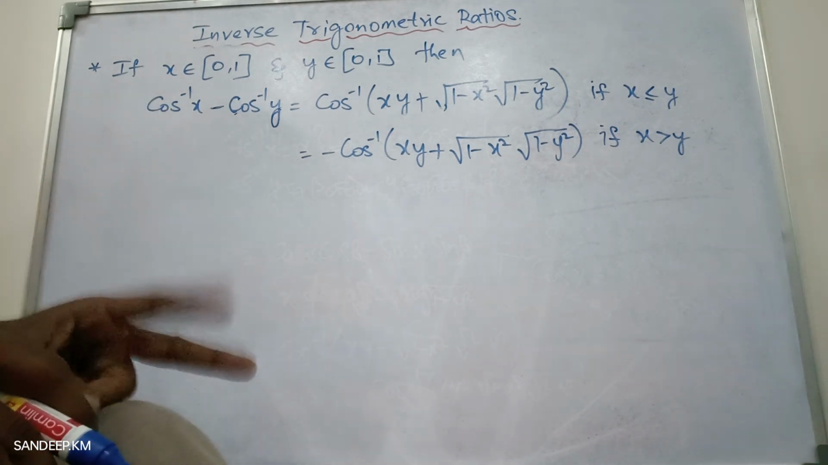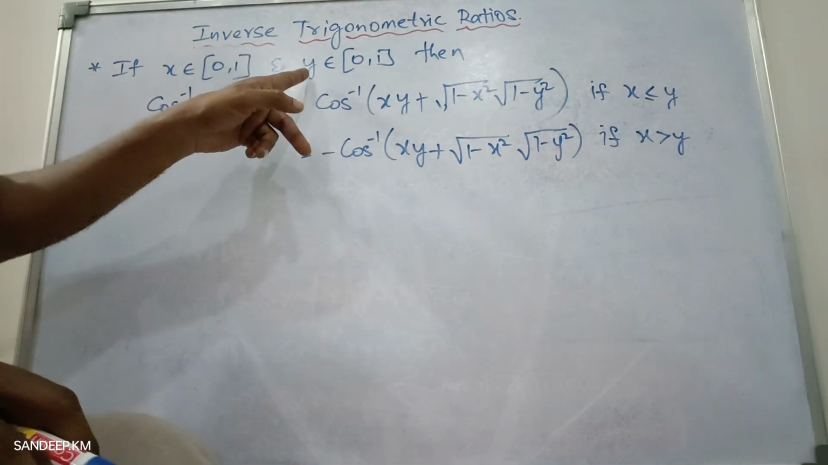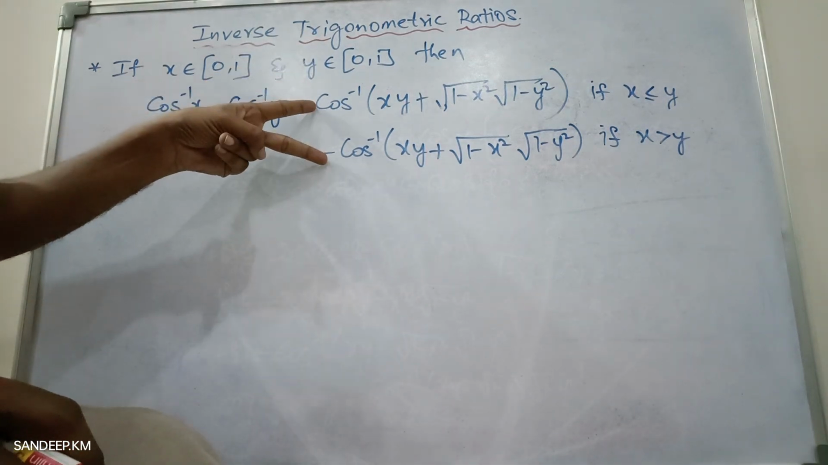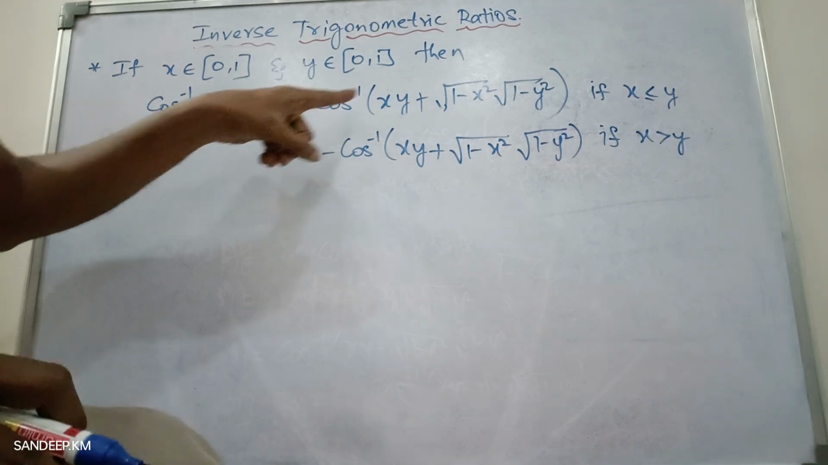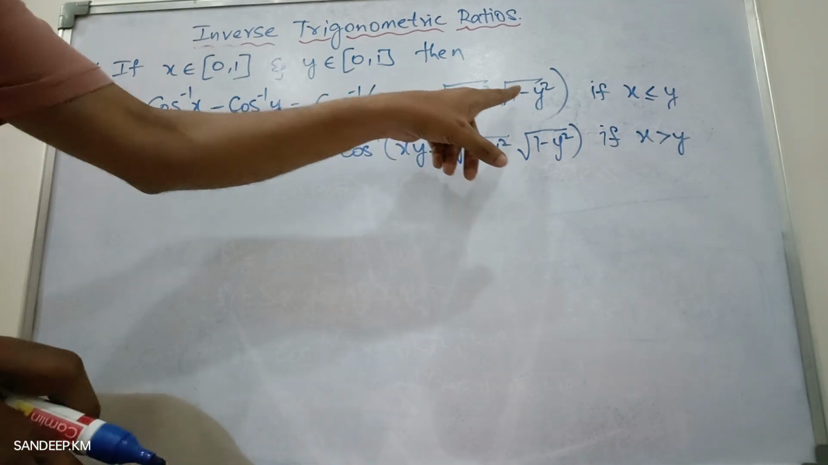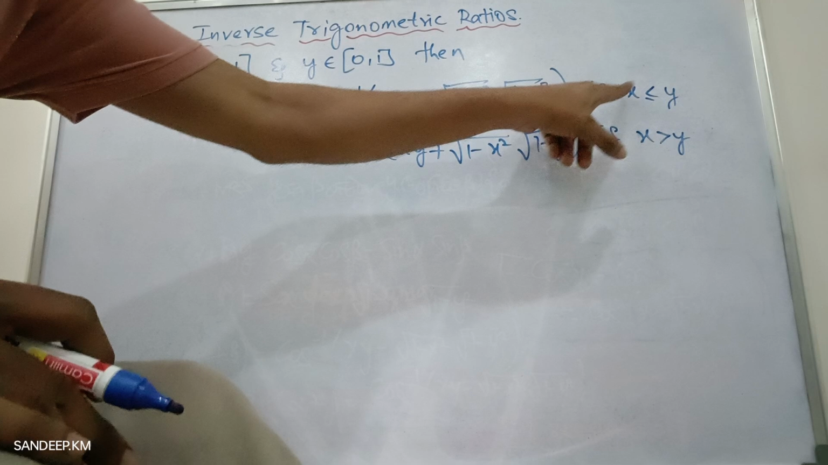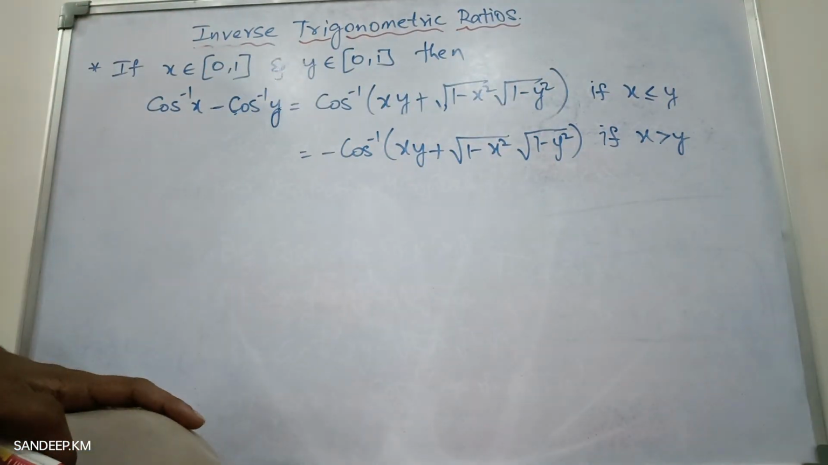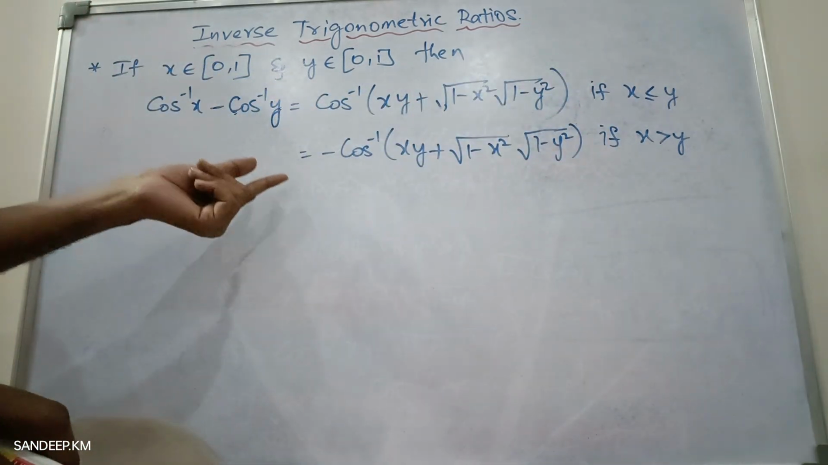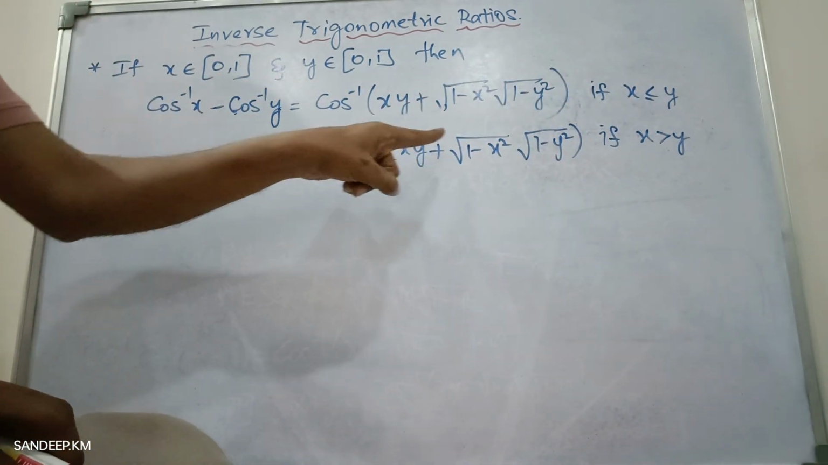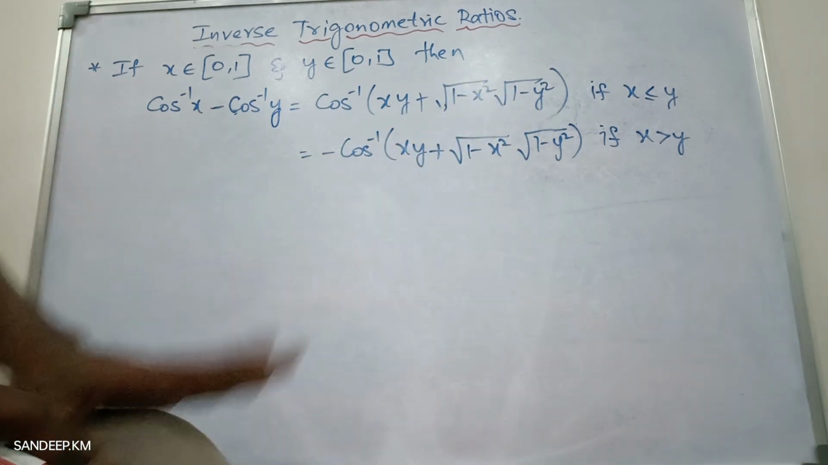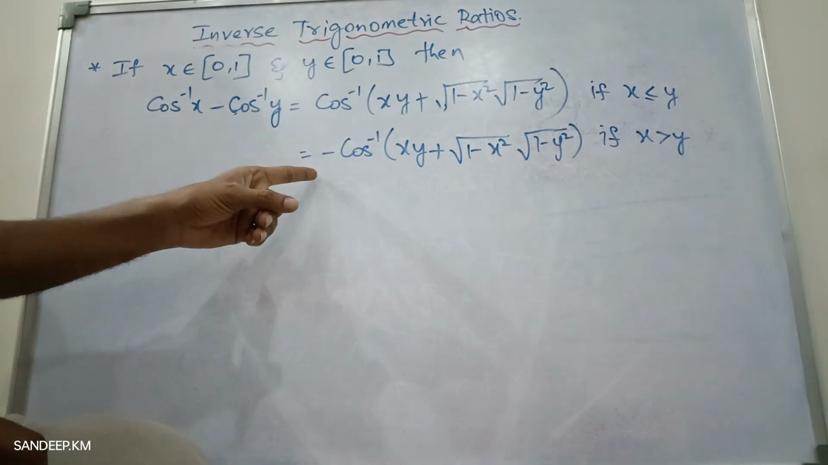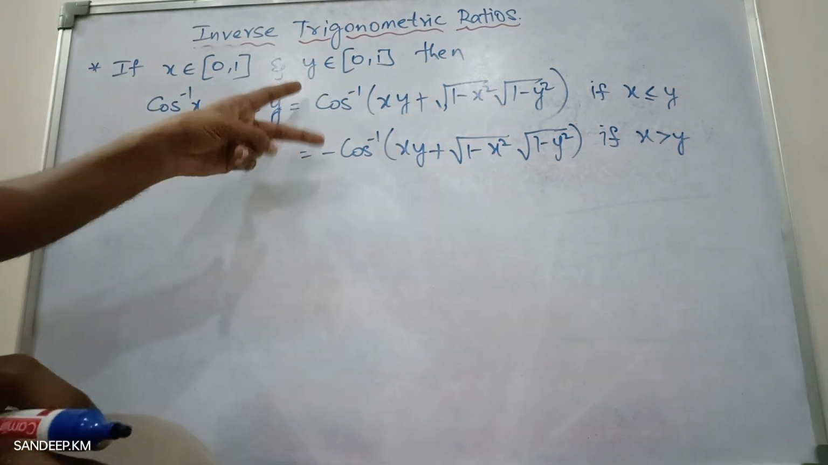Okay, this is the second theorem today. If x and y are again between 0 and 1, then cos inverse x minus cos inverse y has two different formulae. I will take cos inverse of xy plus root of 1 minus x square into root of 1 minus y square when x is less than or equal to y. And if x is greater than y, then the answer is minus cos inverse of xy plus root of 1 minus x square into root of 1 minus y square. I'll take plus if x is less than or equal to y, and I'll take minus if x is greater than y. So there are two formulae.